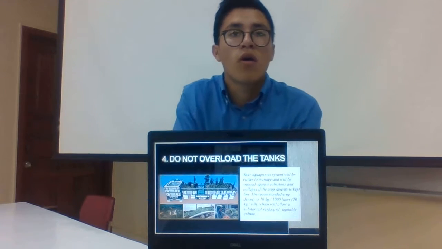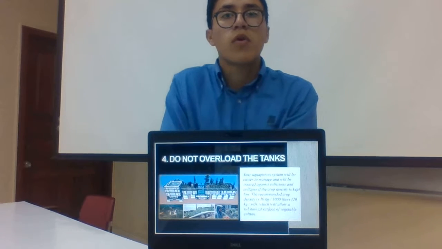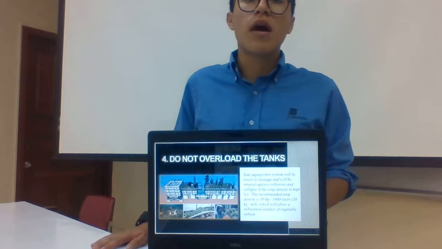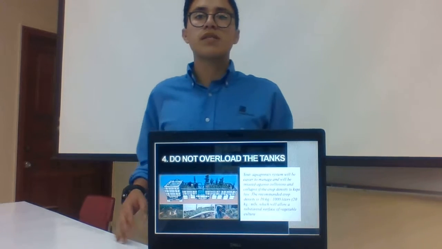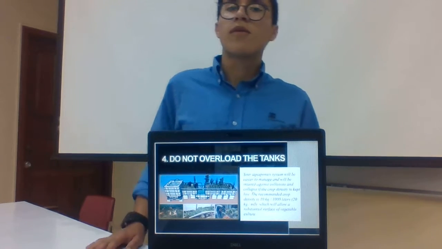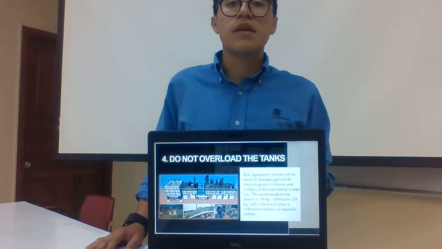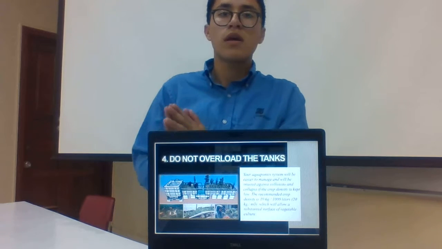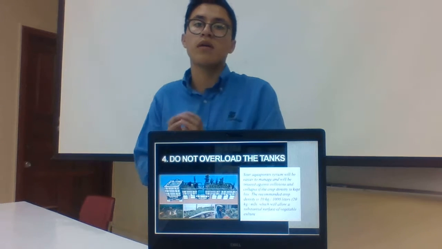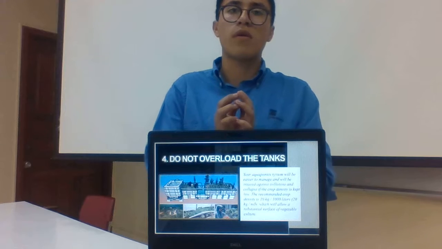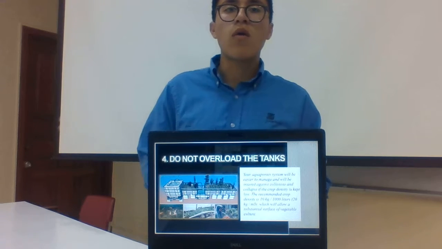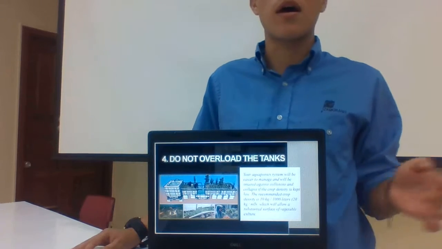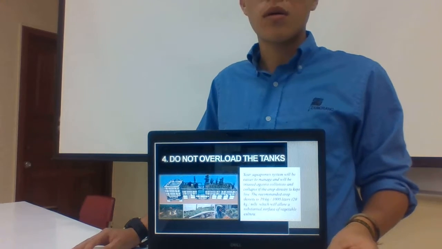Do not overload the tanks. The aquaponic system will be easier to manage and will be safe against collapse if the crop density is kept low. The recommended crop density is 10 kilograms per 1,000 liters, 20 kilograms in 30 meters, which will allow a substantial surface of vegetables and culture.